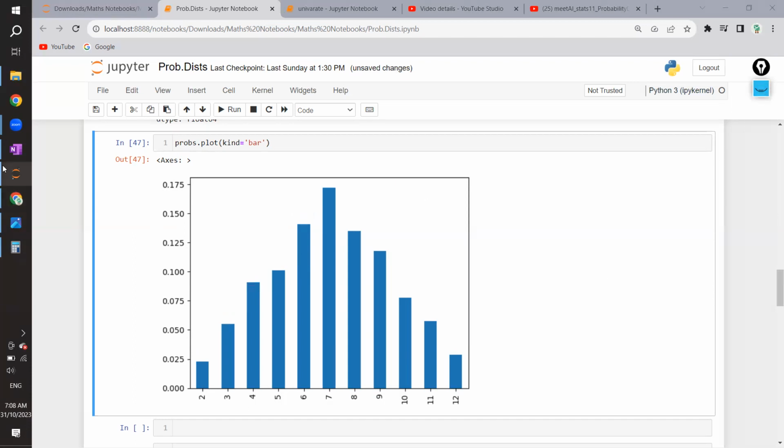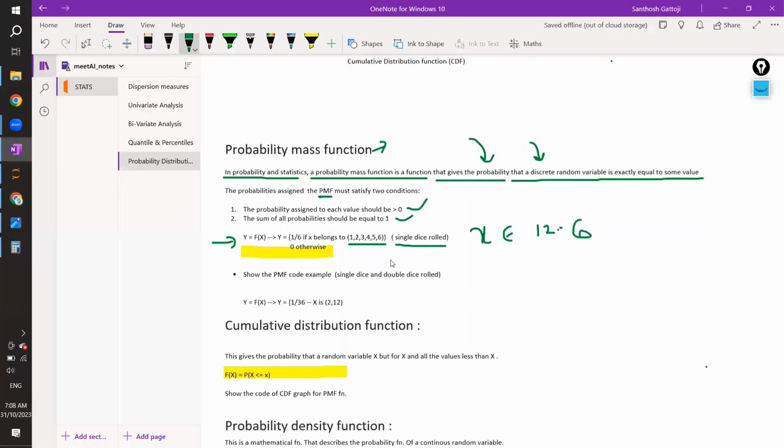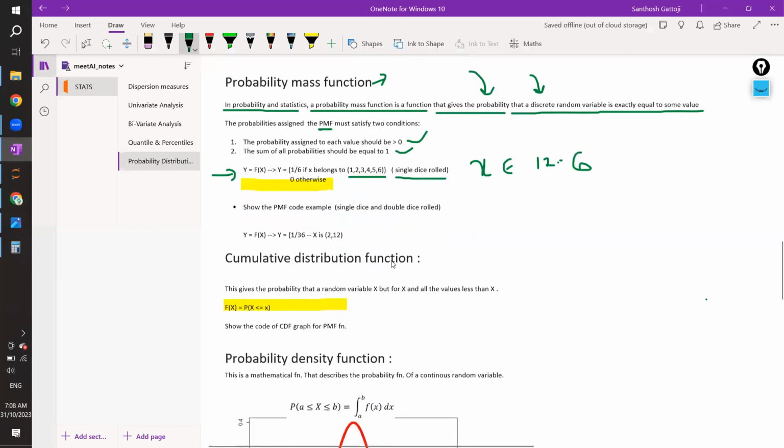Fine. So that is regarding the PMF, guys. After that, I hope you're good. Sirisha, you're good, right? You understood, right? Okay, fine. So that was regarding the probability thing.